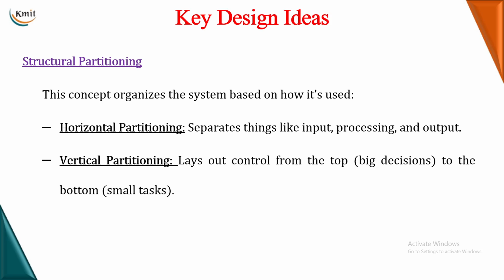The next one is structural partitioning. Structural partitioning is basically organizing your complete software in a particular order. In structural partitioning, you have two types: horizontal partitioning and vertical partitioning. Horizontal partitioning shows a design in which you have a clear picture of what input I have to give to my software, where that input is going inside, how it is getting processed at various levels, and how I am getting the output.